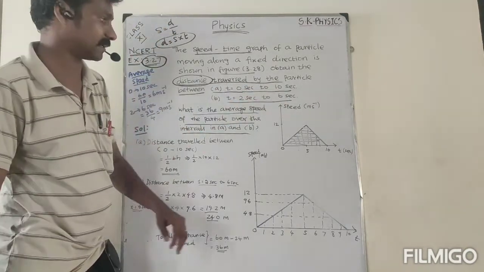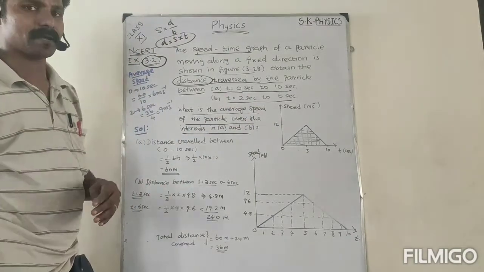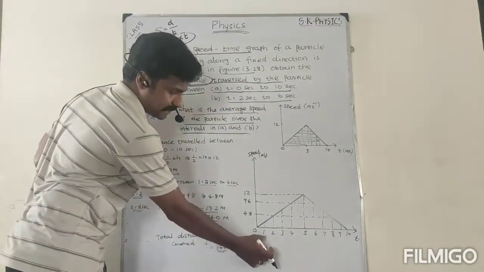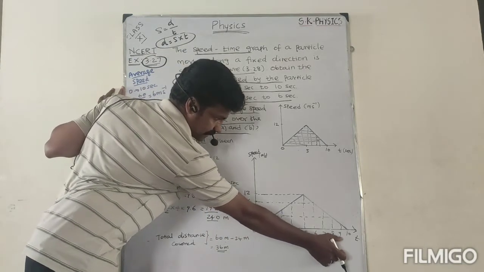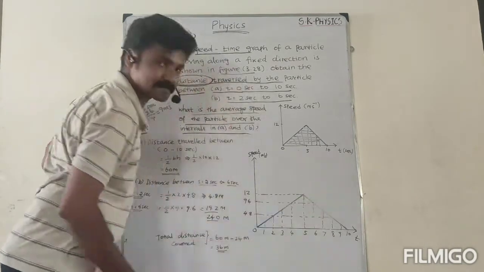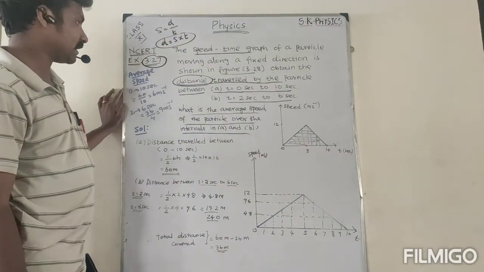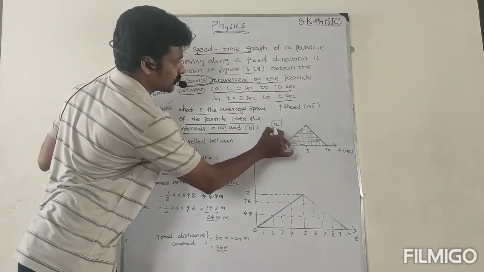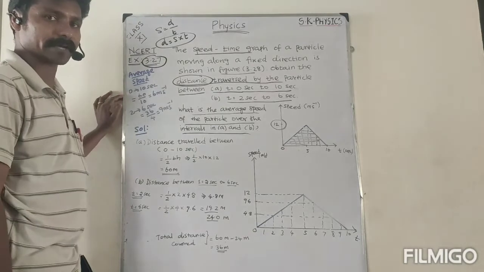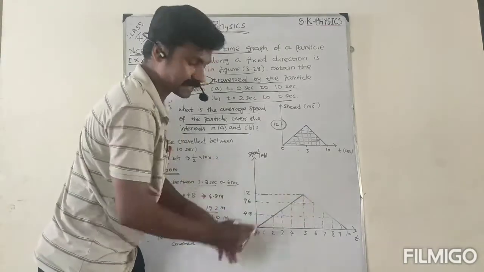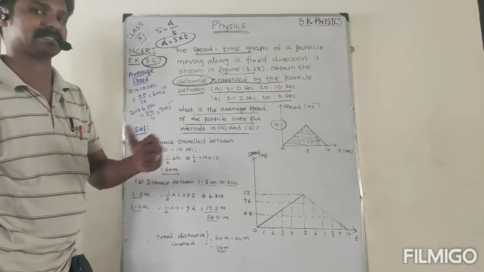First of all, for question A, the duration is from starting time 0 to end time 10 seconds. For our convenience, I write separately 1, 2, 3, 4, 5, 6, 7, 8, 9, 10. So it is 10 seconds on the x-axis. Then on the y-axis, as given in the question itself, it is 12, so it is 12 meters. It looks like a triangle. So in this triangle you should find the area. That is the distance.